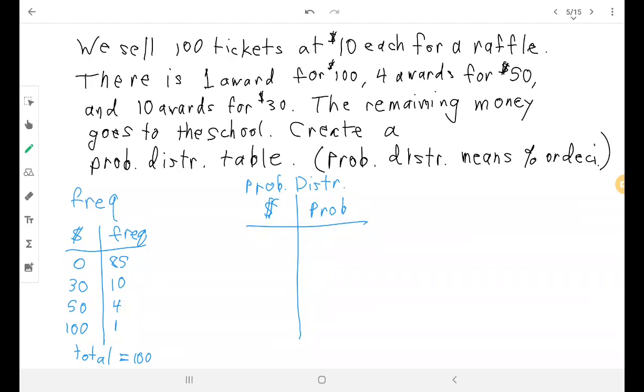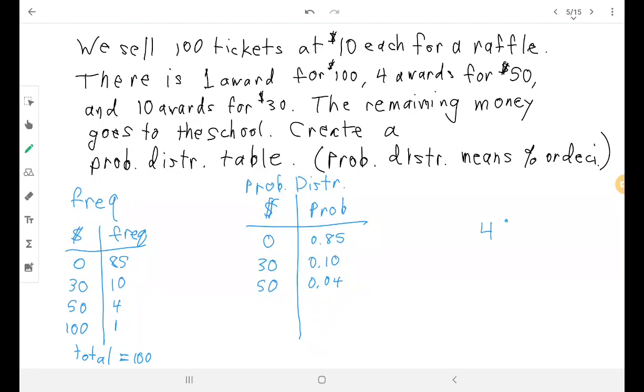The probability that you buy a ticket and then make $0 off of it, that your money is being donated to the school, is 85% or 0.85, right? The probability that you put in your $10 and you win $30 is 10 out of 100, 10%, or 0.10, or 0.1 if you prefer. But I think this is how they show it in Edgenuity, so I'm going to try and be consistent there. The probability that you win $50 is 4 out of 100, or 4%, or 0.04.